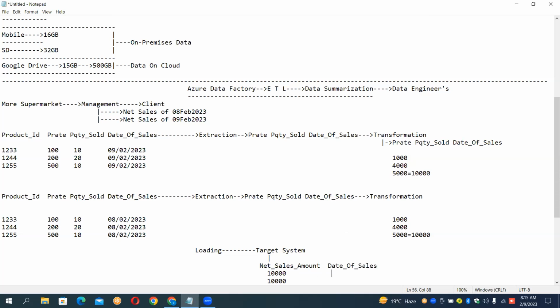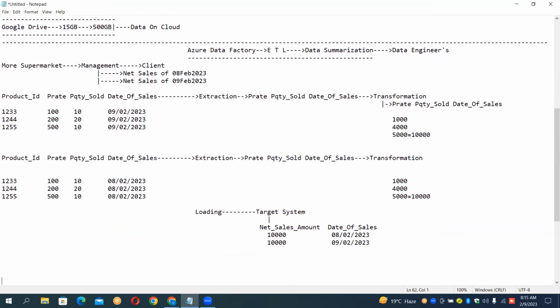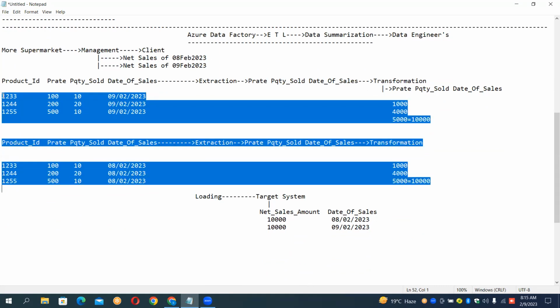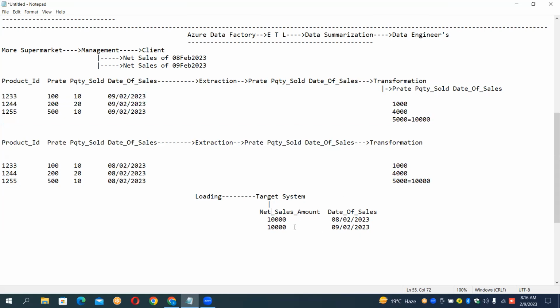So let's give the date of sale. The first one is 08/02/2023. And the next one is 09/02/2023. Now can you see here, guys? The whole 6 lines of data, I have summarized into how many lines here? Tell me now. 2 lines. So now this is called the process of extraction, transformation, and loading. This is the actual process.